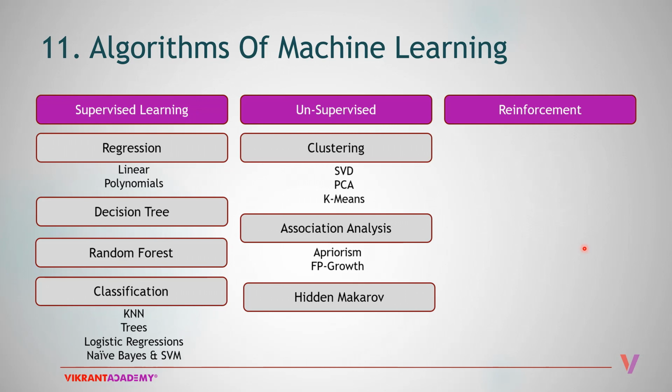We will learn about algorithms. In supervised learning we have regression, random forest, classification, KNN, trees, logistic regression, naive Bayes. Then we have unsupervised learning methods, in which we have clustering, SVD, PCA analysis, Apriori, FP growth, and hidden Markov. Reinforcement learning, as we have already seen, has only two ways: reward and punishment, so there is not much to be added for the reinforcement learning method.